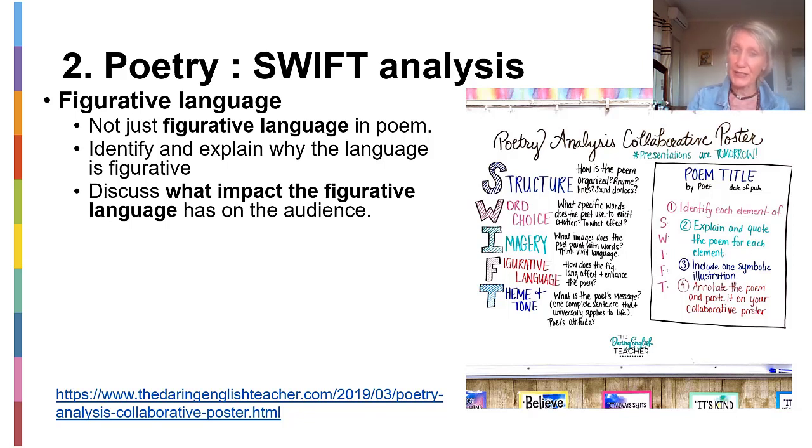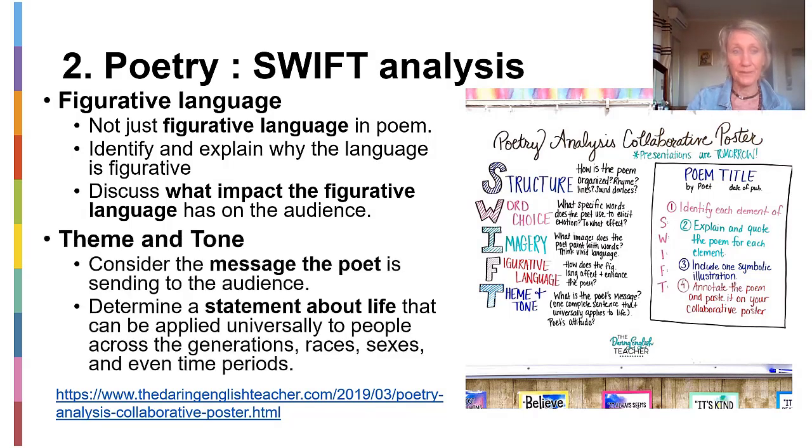We look at the little insert here. It's got structure again, word choices, imagery, figurative language, theme and tone, and it's got all the explanations for each section there as well. And then finally, theme and tone, the T section. What is the poet's message? Remember with Daybreak, it was the urge to keep on working and not to stop working. And what is the statement about life that the poet or the writer is making, that can be applied universally to all people?